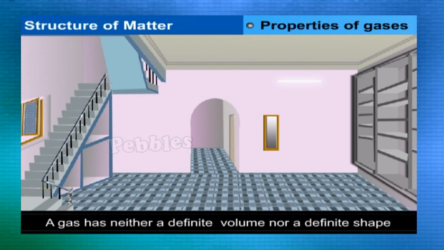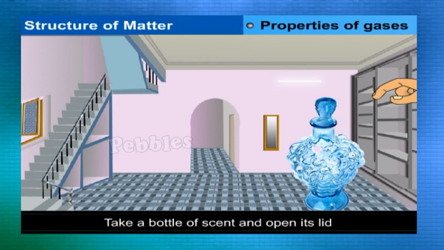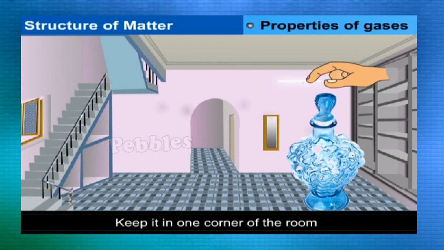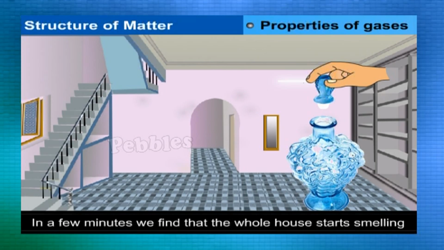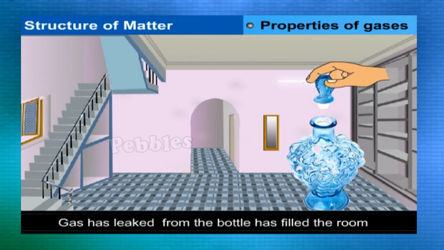A gas has neither a definite volume nor a definite shape. Take a bottle of scent and open its lid. Keep it in one corner of the room. What do you notice after some time? In a few minutes, we find that the whole house starts smelling of the scent. Gas, which has leaked from the bottle, has filled the room.